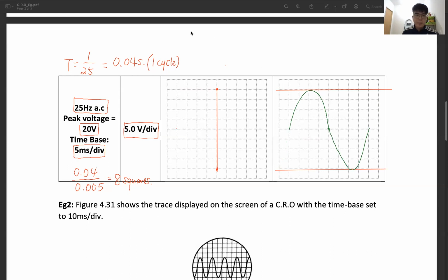It's not very perfect, my drawing. Very hard to draw using my pad. But you get the point. Okay. From here to here is 8 boxes, 8 squares, meaning that that's 0.04 second. Okay, if you use the time base of 5 milliseconds per division. So that's our graph.